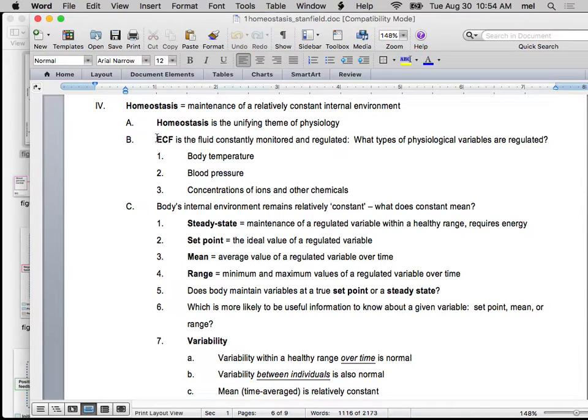So as I mentioned, the primary fluid that you are monitoring most frequently is the extracellular fluid, and you are monitoring what kinds of variables? Just damn near all of them. Almost every variable that you never even thought of.